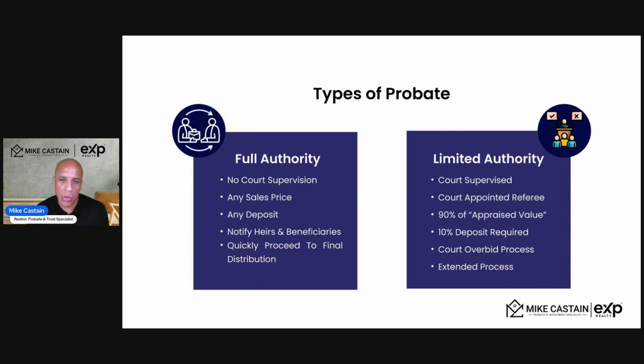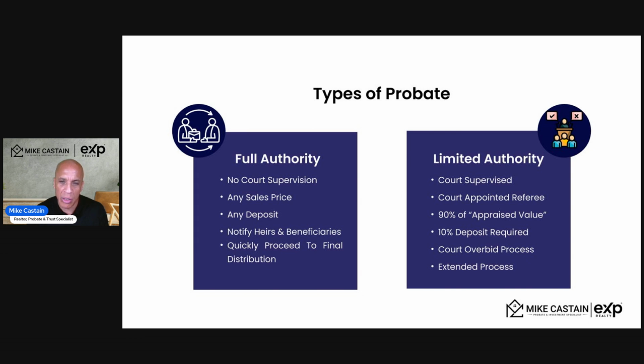Limited authority is when, a possible example of a limited authority situation is when the decedent passes away without a will, and there's court supervision that is required throughout the whole probate process. There's a court appointed referee who appraises the estate. And the reason why I have appraised value in parentheses is because this is not a licensed appraiser. This is actually a CPA, an accountant who is appointed by the court to appraise the property.